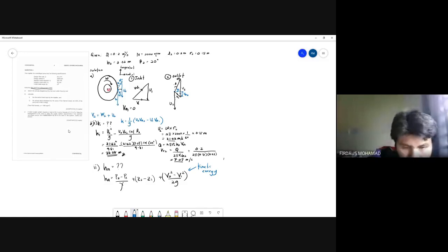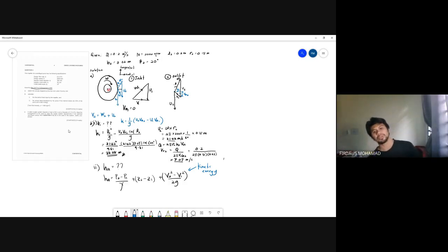Kita ada U, ada VR. Okay, so kita kena cari V2. Okay, and then dah dapat V2, once you obtain the V2, you need to divide by 2 sebab 50%. Okay, so now how to get V2? So yang ni dia tak consider. For this case, dia tak consider only exit. Okay, only exit kinetic energy, which is V2. So macam mana, how to find V2? Any idea how to find V2?